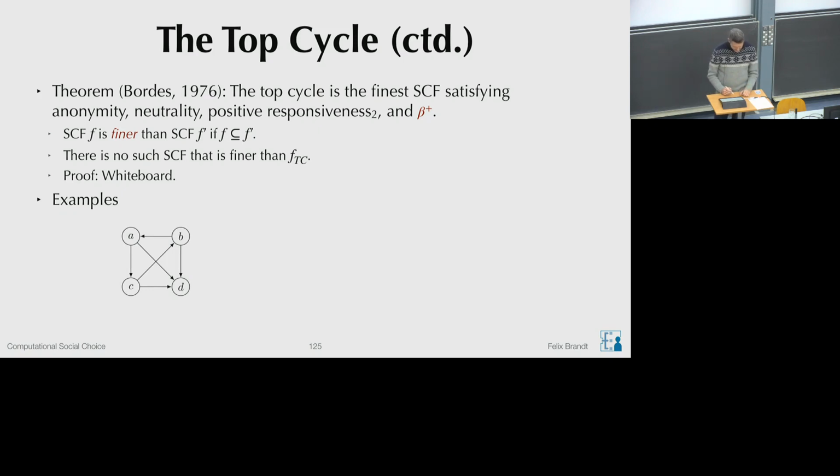Okay, so first there's a couple of examples. For instance, in this simple majority graph, we have four different alternatives here. What would be the top cycle here? So which alternatives are contained in the top cycle and which ones are not?